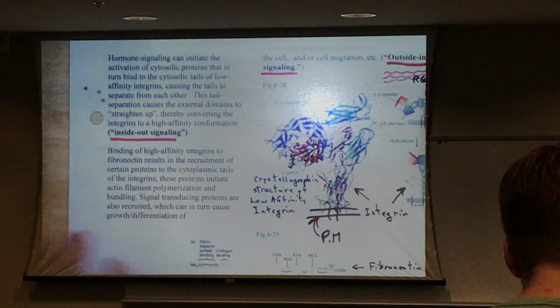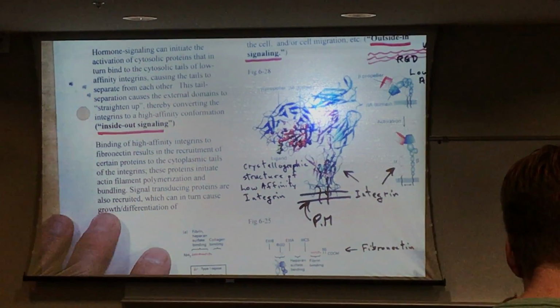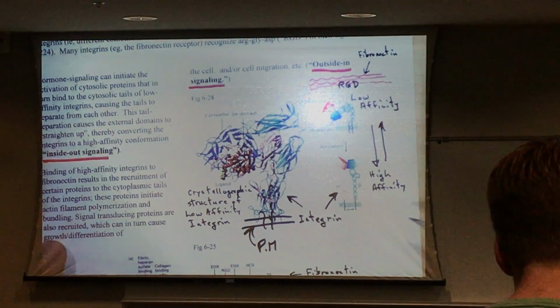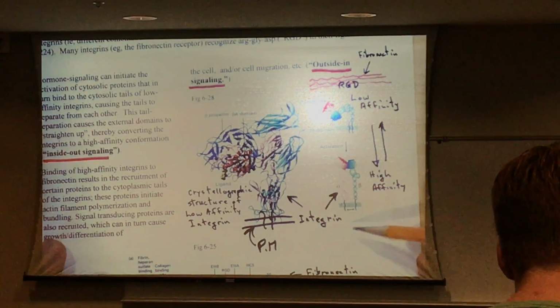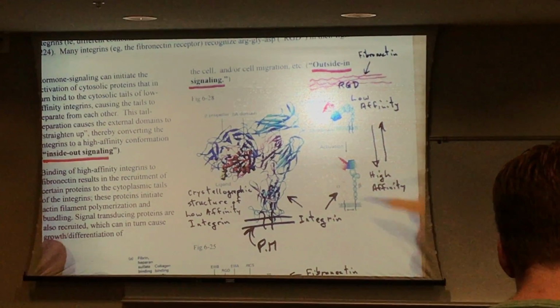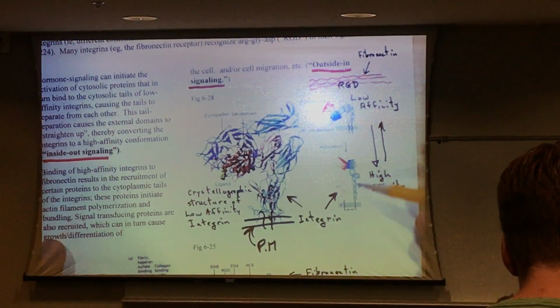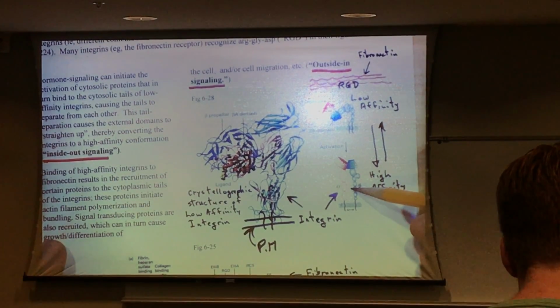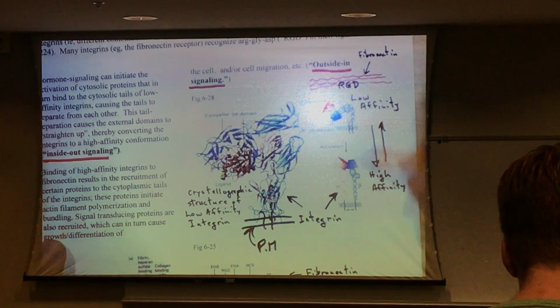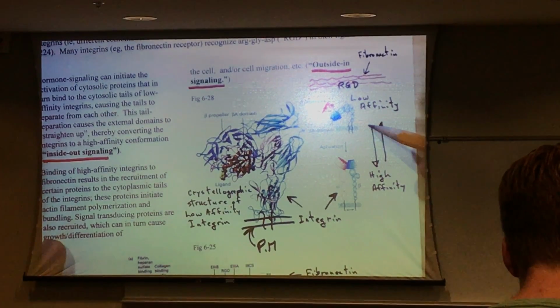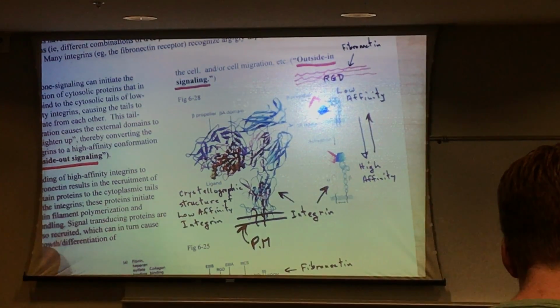Now, going back to this. Cells can go back and forth between a low affinity to a high affinity state. When you go from low affinity to high affinity, that's called inside-out signaling. I'm going to show you in more detail. So going in this direction is inside-out signaling.